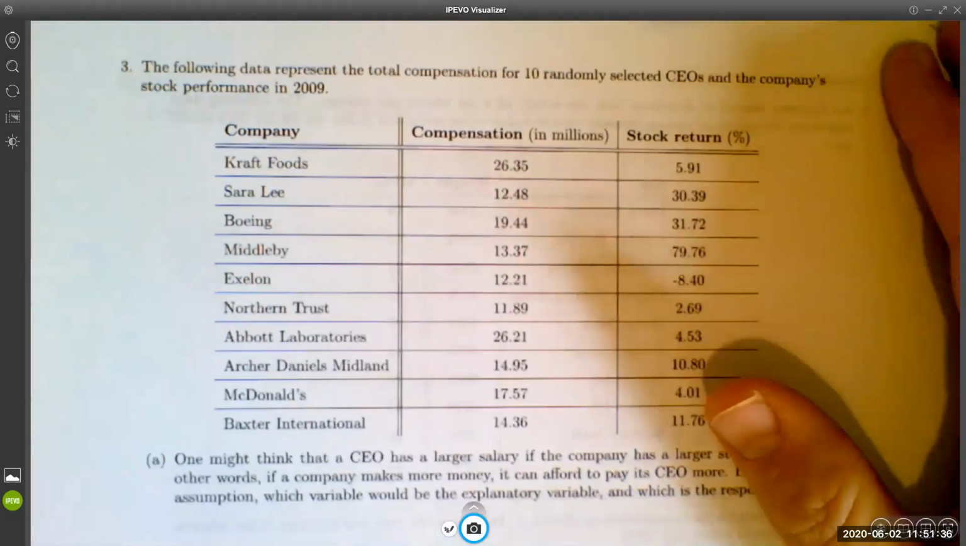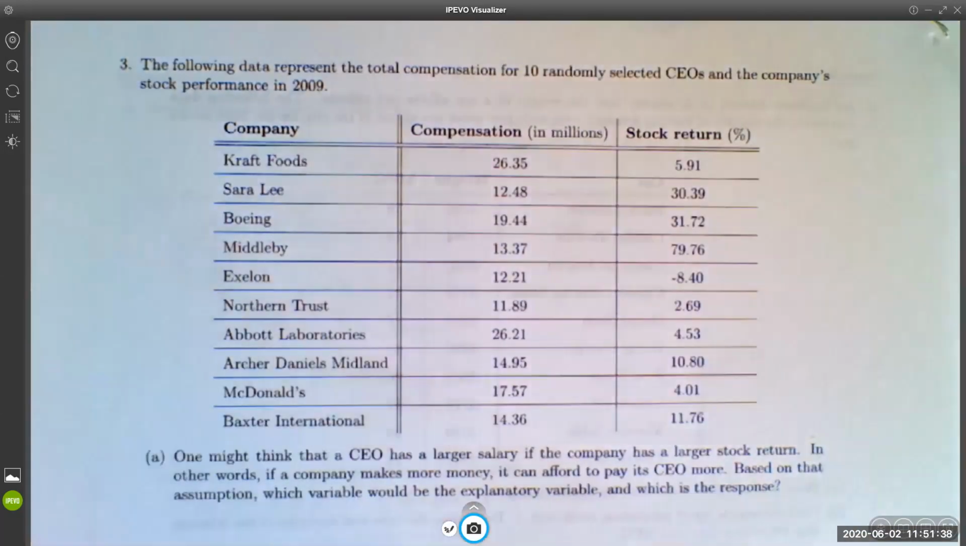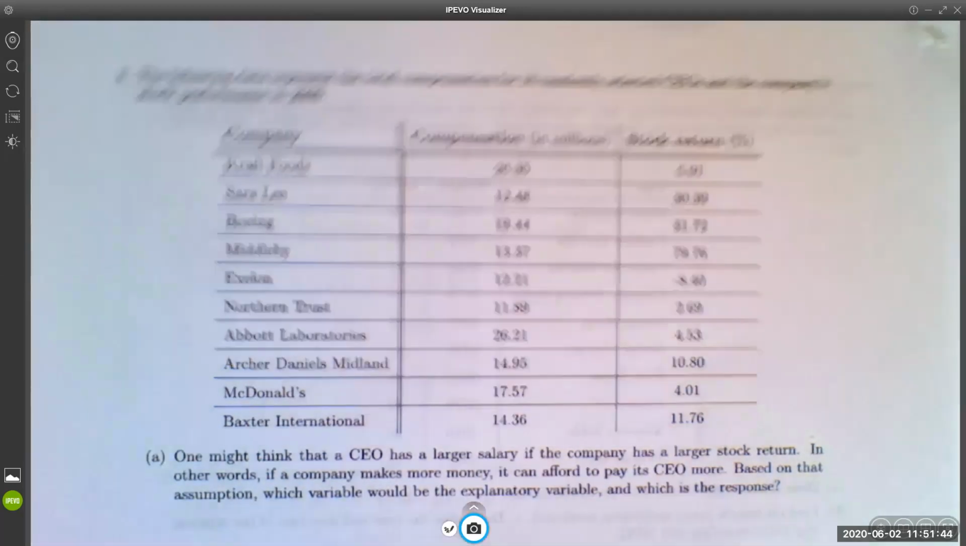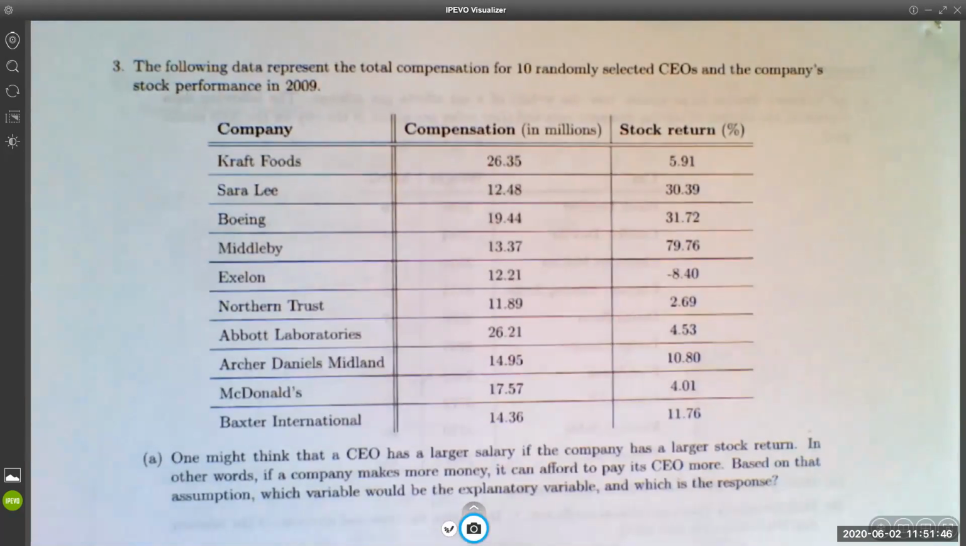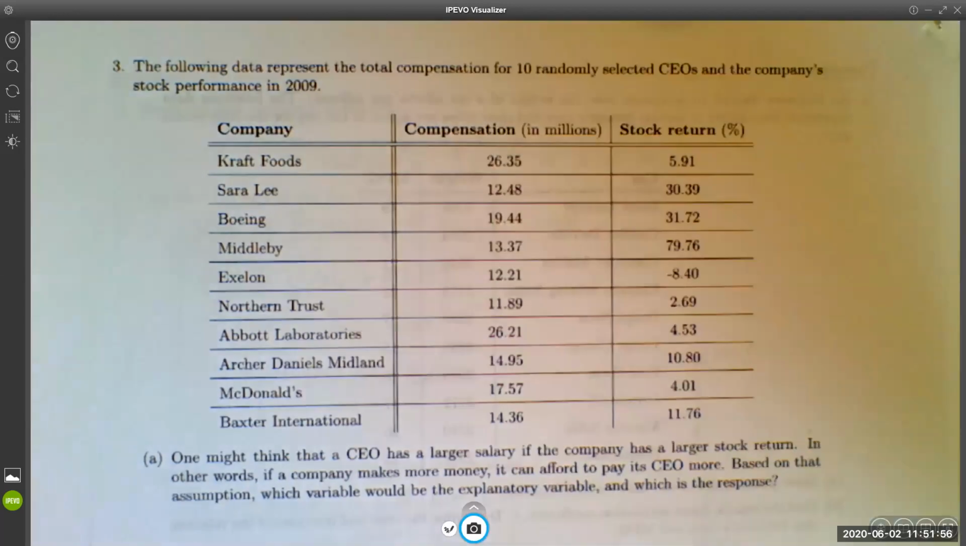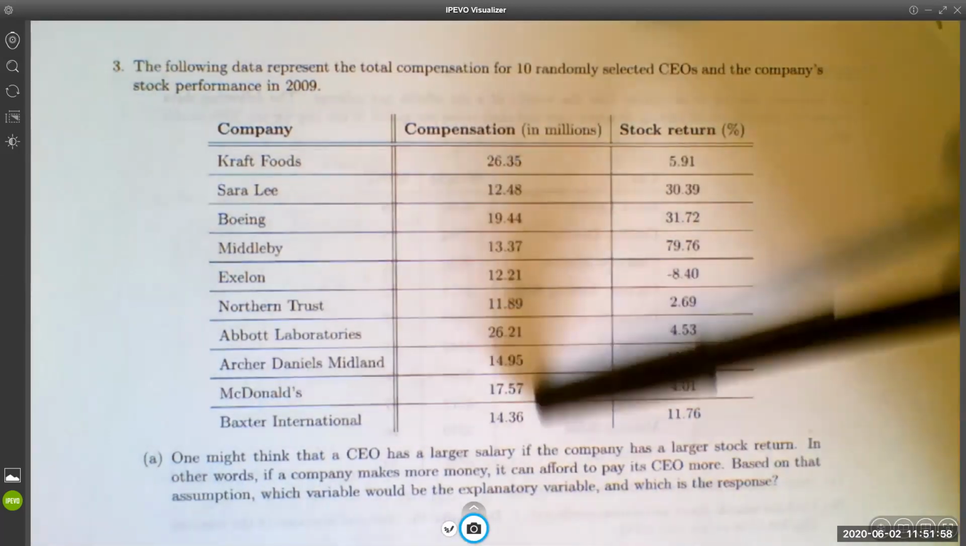Let's look at one more example, because I want to give you an example where there isn't a linear correlation. So spoiler alert, there's not going to be a linear relationship between these variables. But let's look at the example. It says, the following data represent the total compensation for 10 randomly selected CEOs and the company's stock performance in 2009. All right? So here's their compensation in millions.